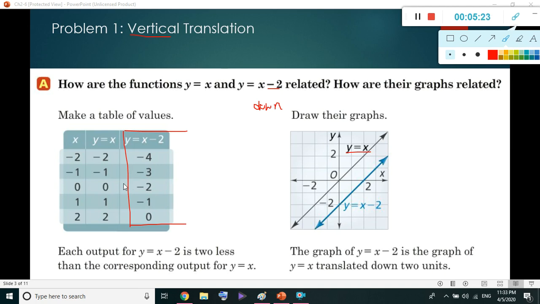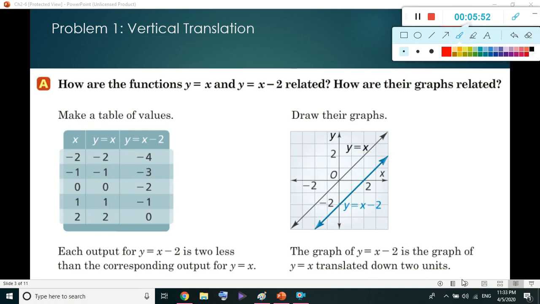Okay, so that's for the table. Let's see here for the graph. The graph of y equals x minus 2 is the graph of y equals x translated down 2 units. So it was here, then it translated down 2 units, this point. For example, this point, 2 units, and so on, all other points. So it means y equals x translated down 2 units.